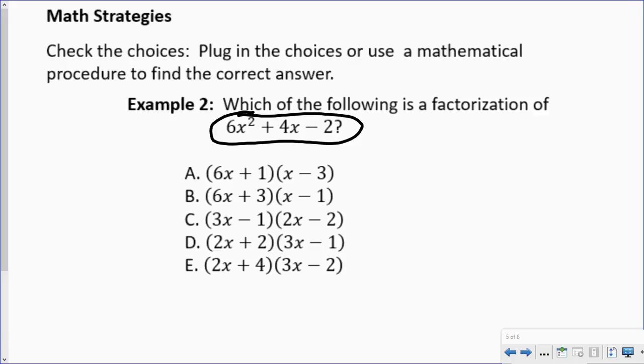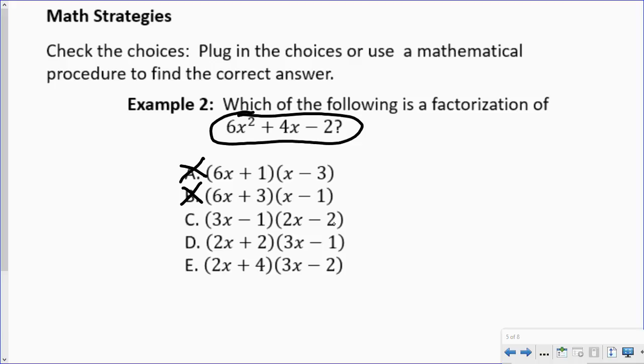Now, I don't want to do all of it. I'm just going to pick to check either the firsts or the lasts. If I look at all the firsts, 6x times x is 6x squared, 6x times x, 6x squared, 3x, 2x, yes, so all of those give me the 6x squared. Let's check to see which one gives me -2. Well, what's 1 times -3? -3, that's not it, so A's out. 3 times -1, -3, that's out. We want -2 at the end.